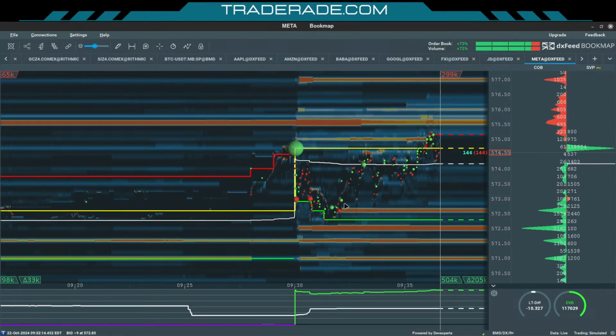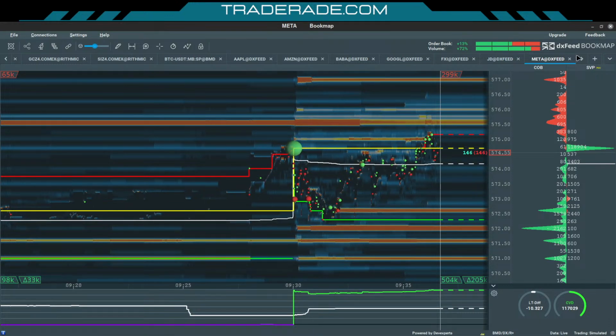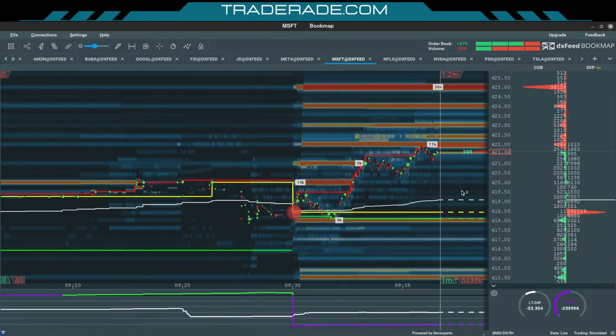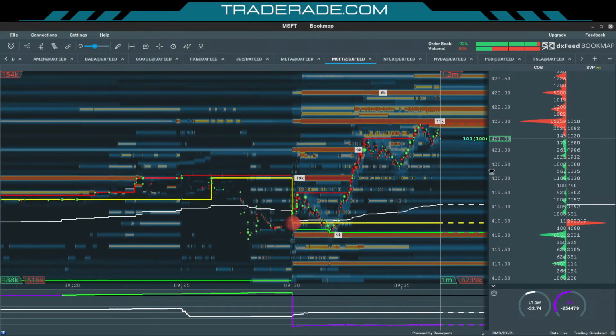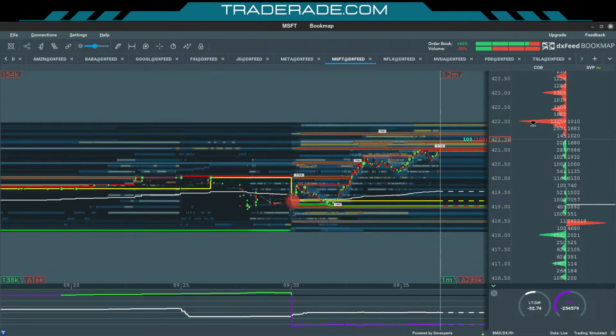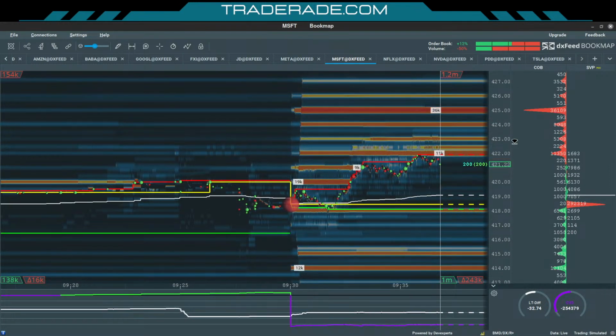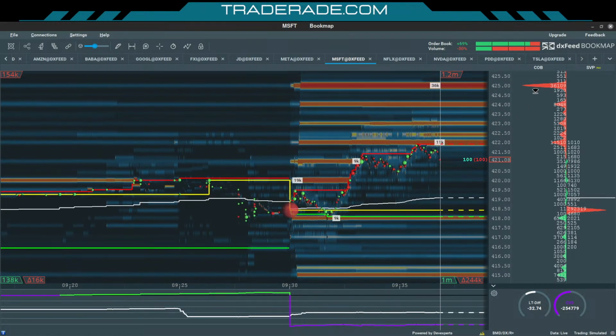Meta largely consolidating here, moving up to new session highs, but a pretty narrow range in the stock. Microsoft pushing to new session highs here. Decent amount of offered liquidity overhead at 425 with 36,000 shares on offer.